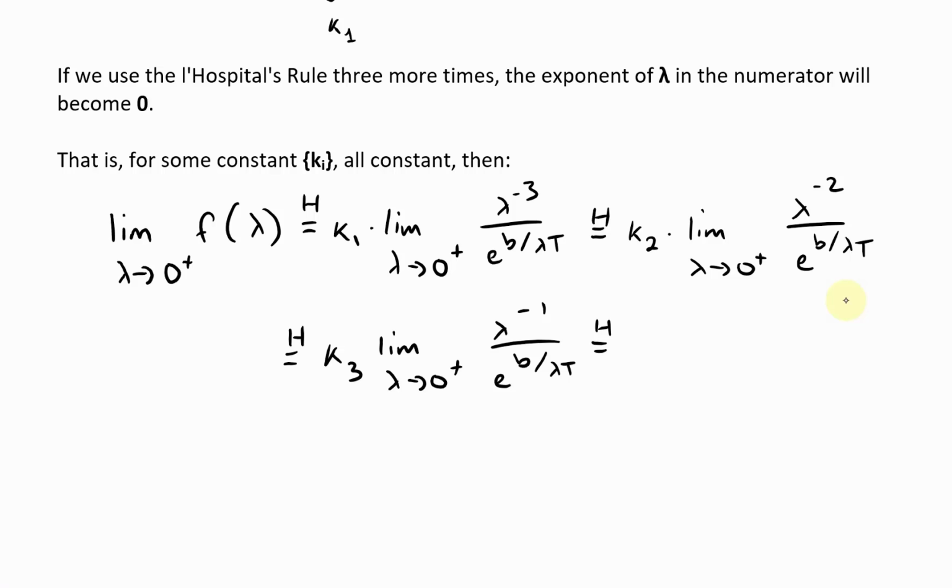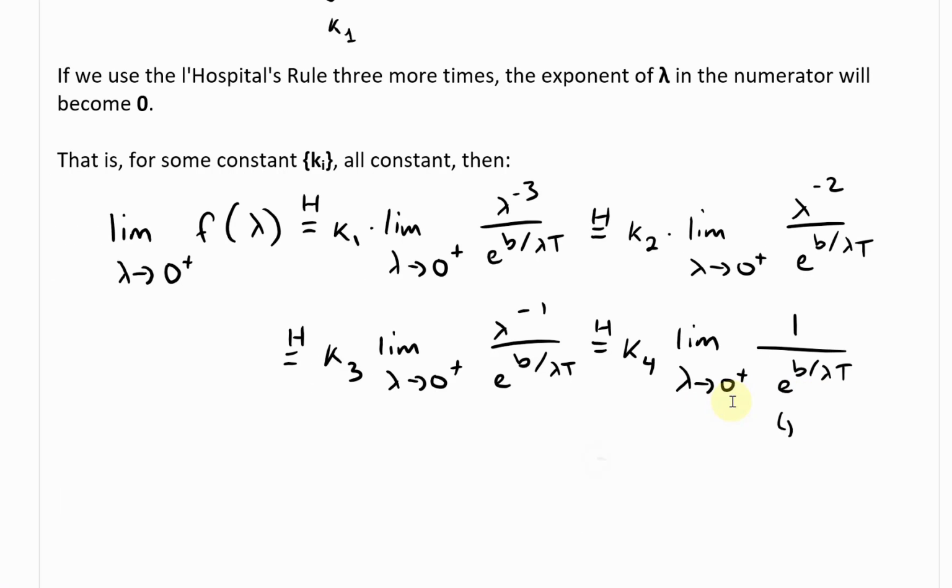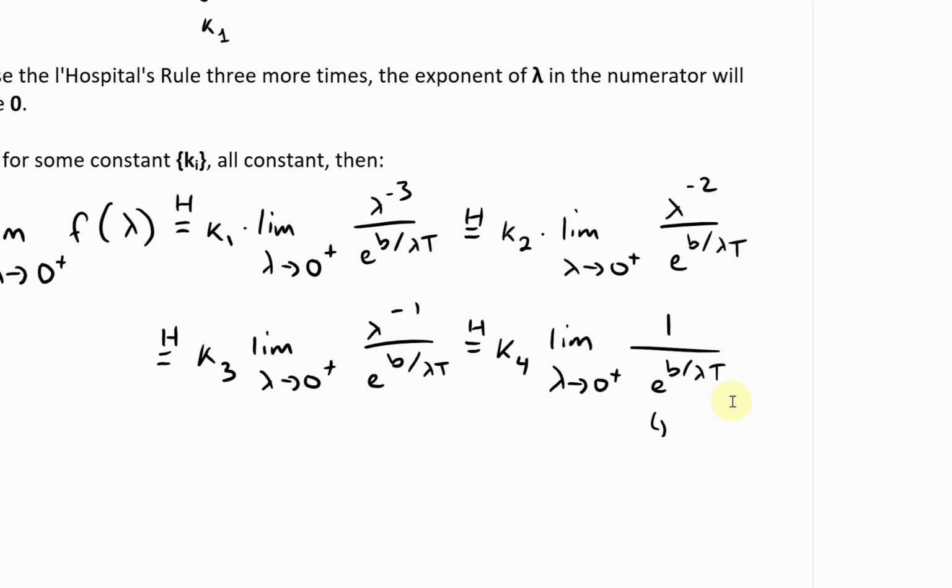So the next one equals, using L'Hopital's rule again, we're going to get another constant, the last one, k4. And k4 times the limit as lambda approaches 0 plus from the right side of lambda to the power of 0, like that, over e to the b kt. And lambda to the 0 is just equal to 1. And this one we already know is infinity. So let's move this over like this.